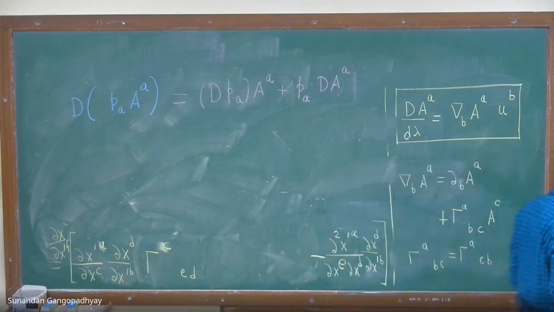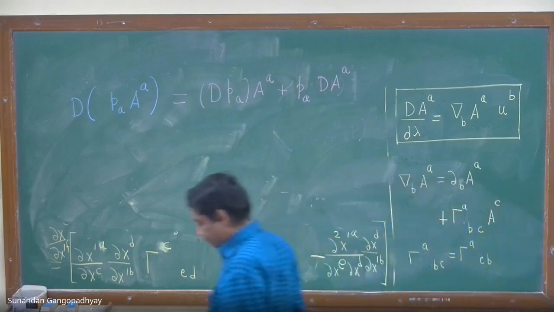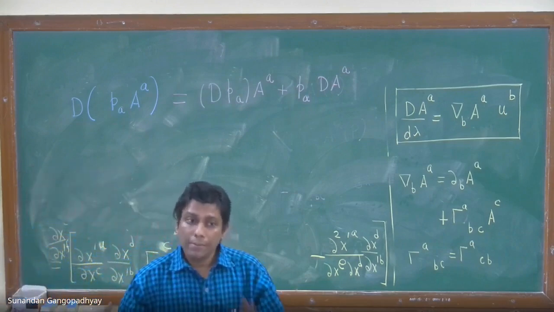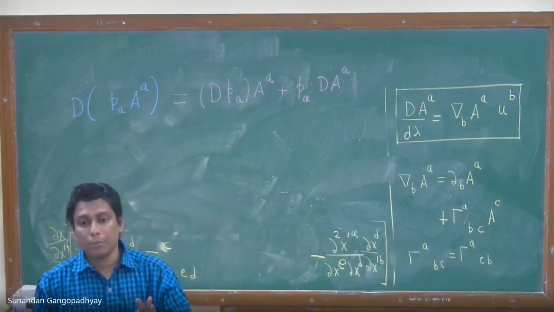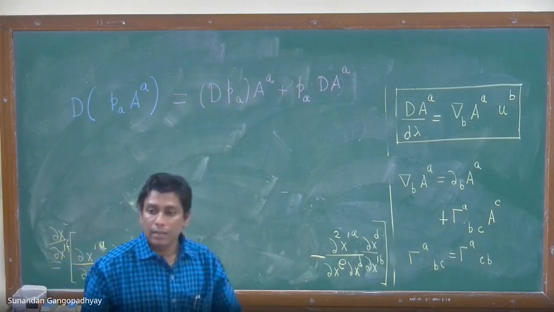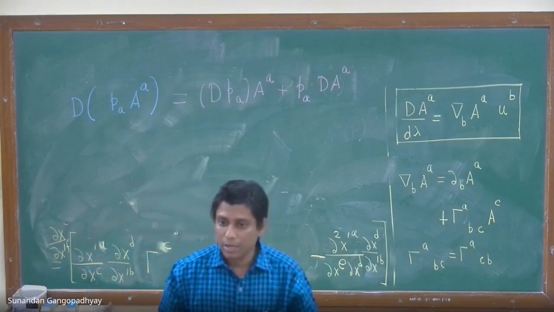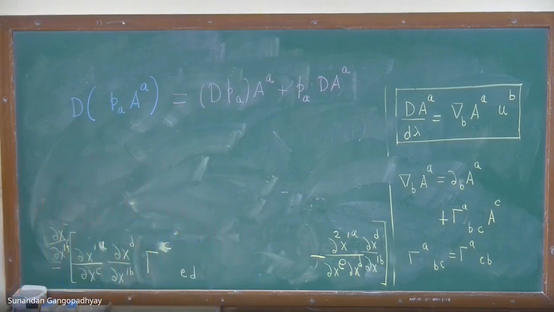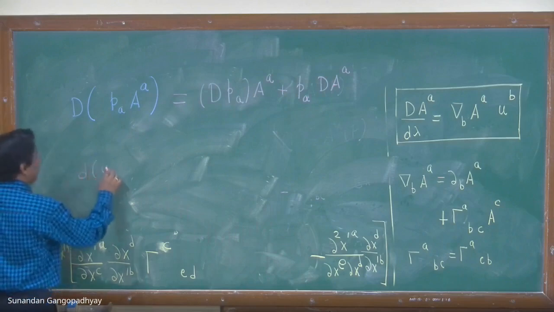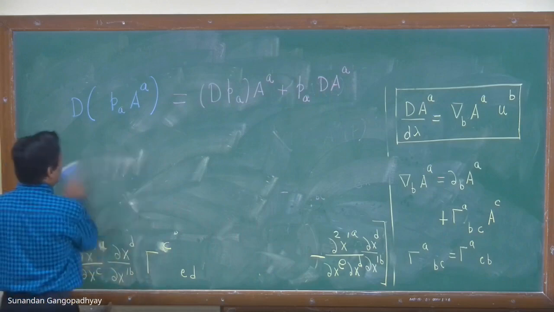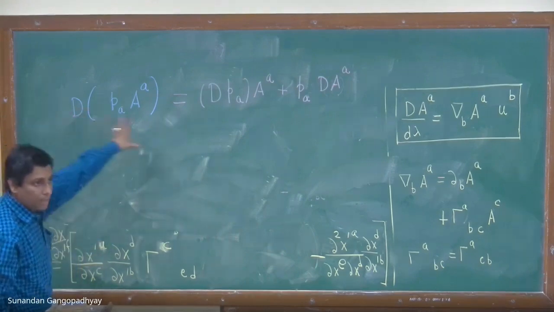Leibniz rule is some rule that you impose. You say that all derivative operators, whatever derivative you have, should obey the Leibniz property. That should always be there. Leibniz rule is basically the chain rule of differentiation: d(uv) equals du v plus u dv. So this operator also has this property. It's some kind of covariant differentiation operator.